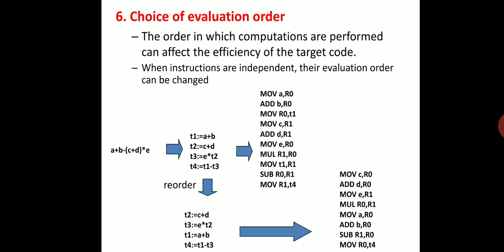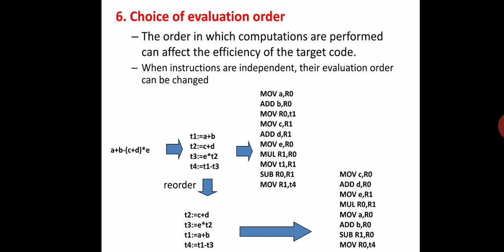Now this is one of the expressions that is converted into the 3 address code. We have 3 address code instructions as t1 is equal to a plus b, t2 is equal to c plus d, t3 is equal to e into t2, and t4 is equal to t1 minus t3. So we have constructed the 3 address code for the given expression, and for this 3 address code we have, the right arrow indicates, for this 3 address code we have these target instructions.